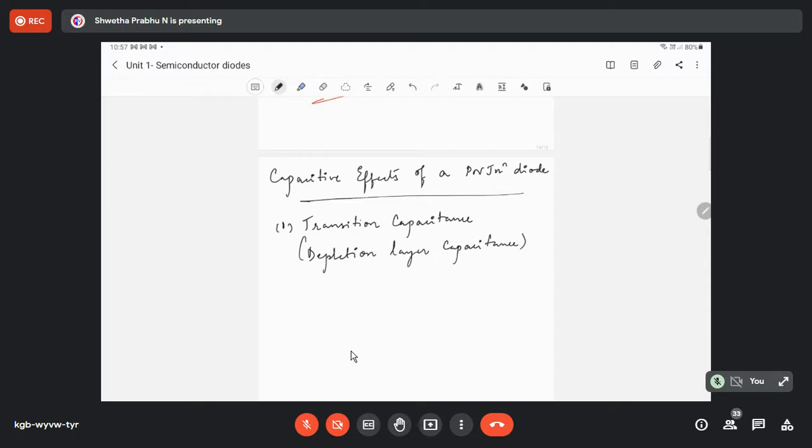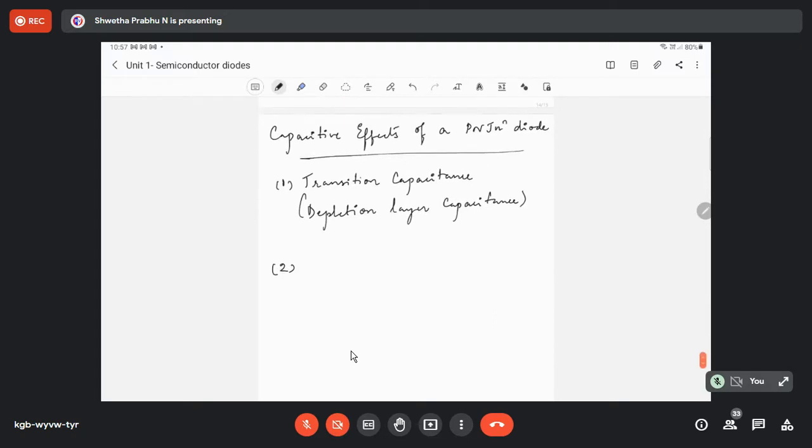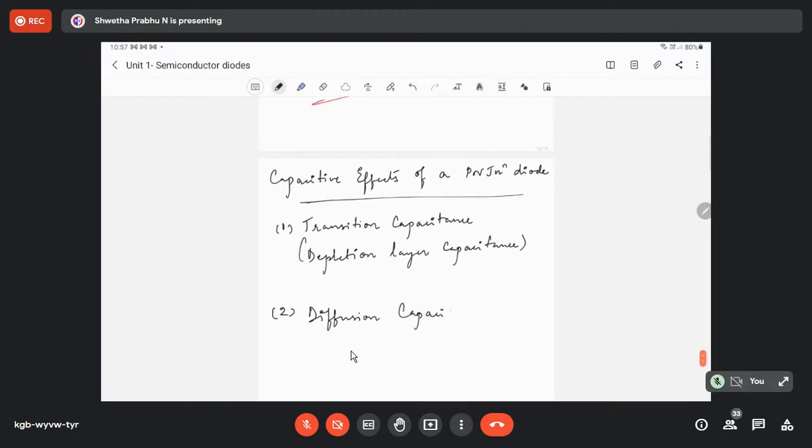One author will use transition capacitance. If you refer to some other book, the other author will be using depletion layer capacitance. So please do not get confused. Make a note of both the names. And the second type of capacitive effect is diffusion capacitance.